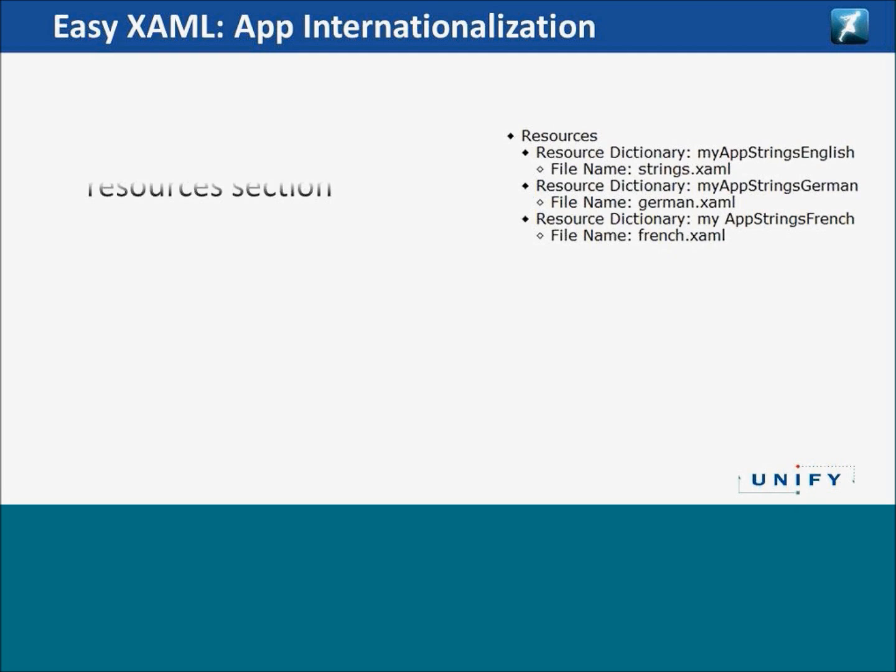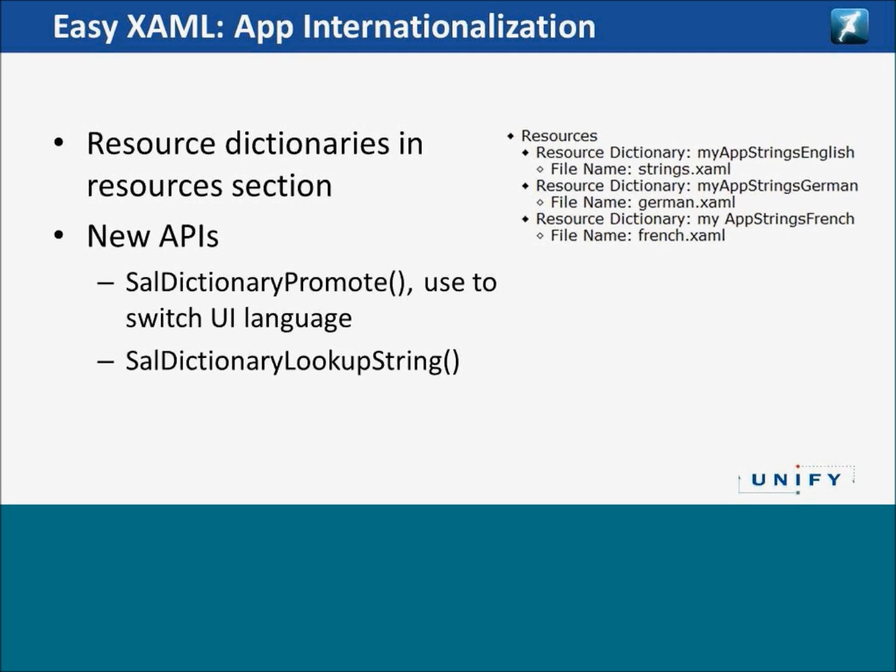So, easy XAML application internationalization. In the resources section of the outline, you now have the resource dictionaries. You see that on the right side, and you can define several external files that contain the languages of your application. And with the new API, SalDictionaryPromote, you can actually switch the UI language. I think the behavior is that automatically TD would use the last resource dictionary in there, and if you say promote, then it would use the one you promote to. And you can also do SalDictionaryLookupString, which lets you search for a string resource in the resource dictionary.